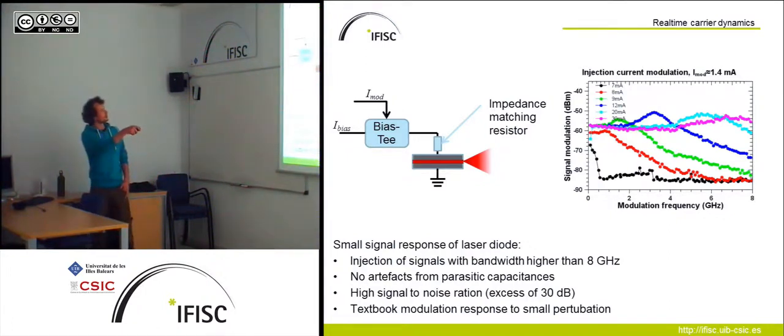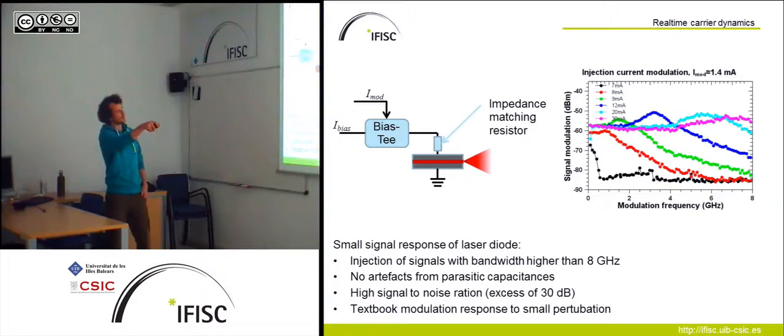So what we've done is we apply a constant bias current, and then we inject a modulation current, which we select to be much smaller to get the small signal response. And then we record the response curve of the laser. And by increasing the bias current, you can see that the frequency, the dynamical bandwidth of the laser increases significantly.